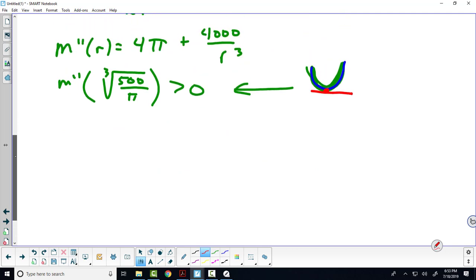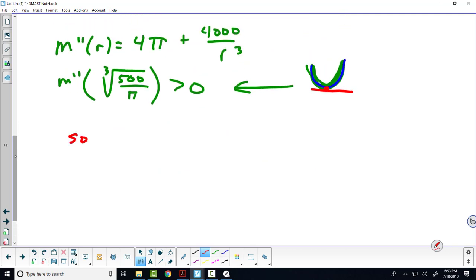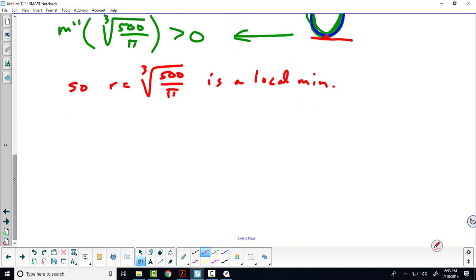Okay, so r equals the cube root of 500 over pi is a local min. That's far enough for me. That's all you have to tell me. Just to reiterate, there's some more explanation going on here.